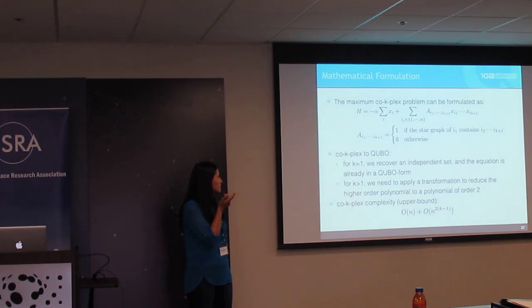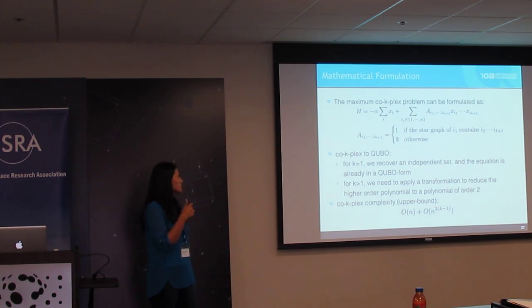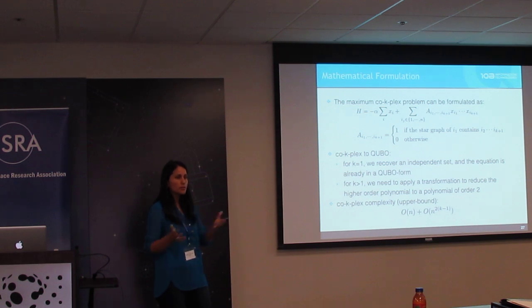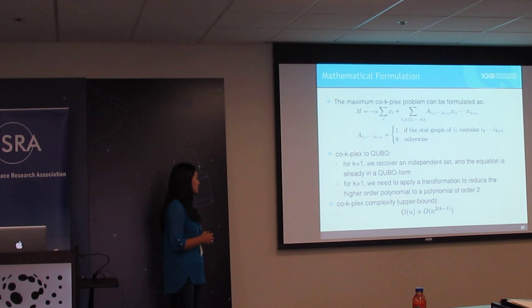You can notice that for k equal 1, for the co-1-plex, we are recovering the maximum independent set, and our equation is already in a QUBO form. For higher order, let's say k bigger than 1, we have a higher order polynomial, and in that case we need to do some HUBO to QUBO conversion, and this will increase the number of variables that we need.